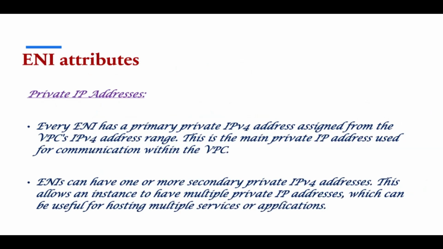ENI attributes. Private IP addresses. Every ENI has a primary private IPv4 address assigned from the VPC's IPv4 address range. This is the main private IP address used for communication within the VPC. ENIs can have one or more secondary private IPv4 addresses. This allows an instance to have multiple private IP addresses, which can be useful for hosting multiple services or applications.